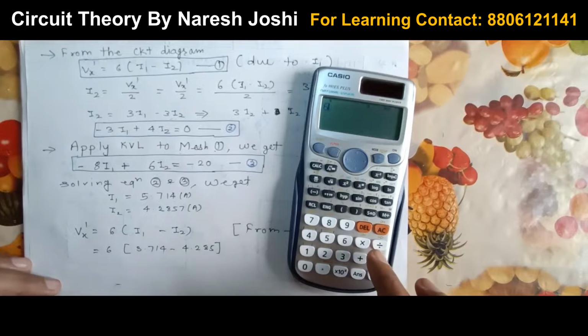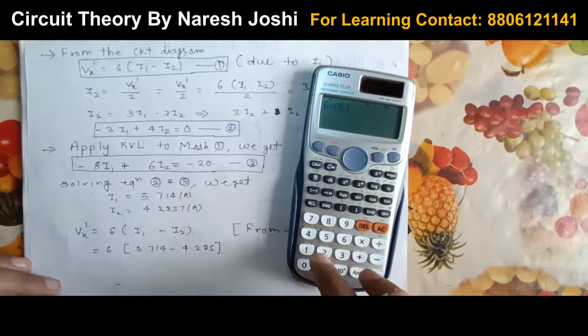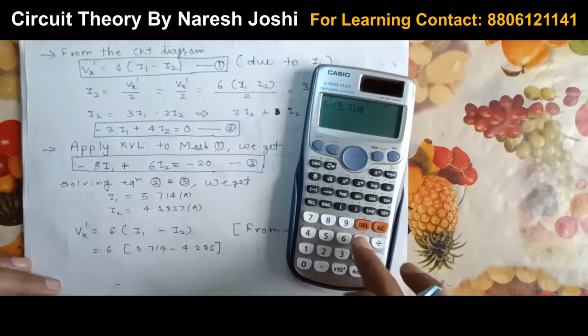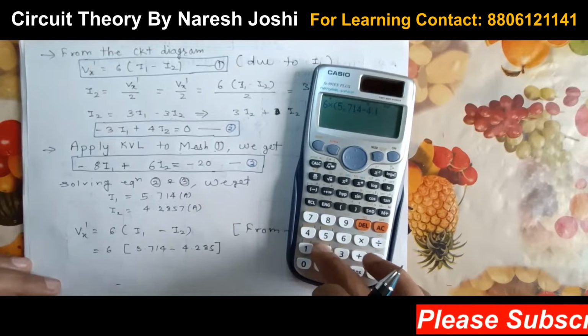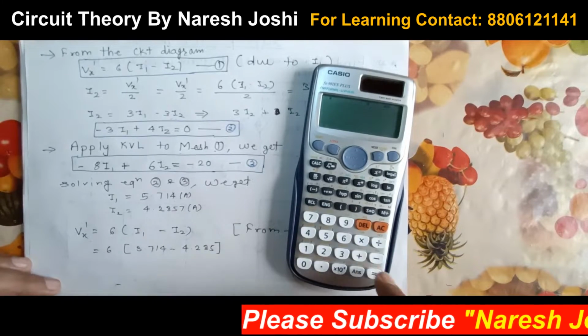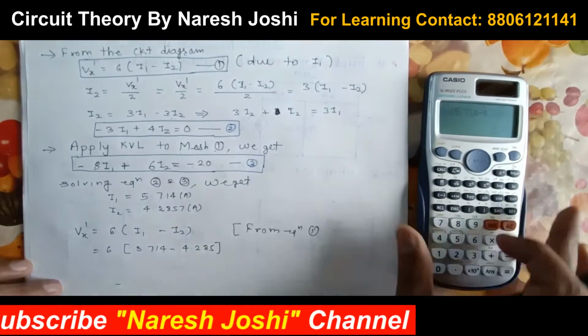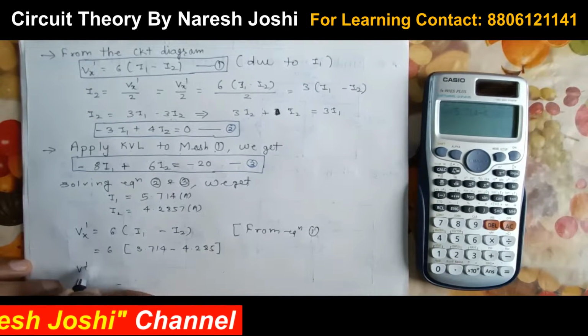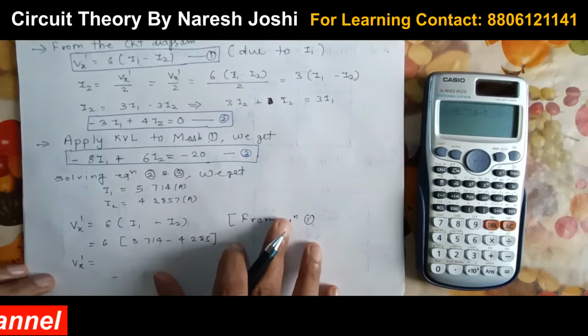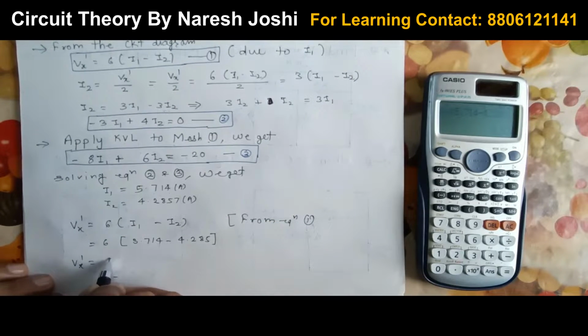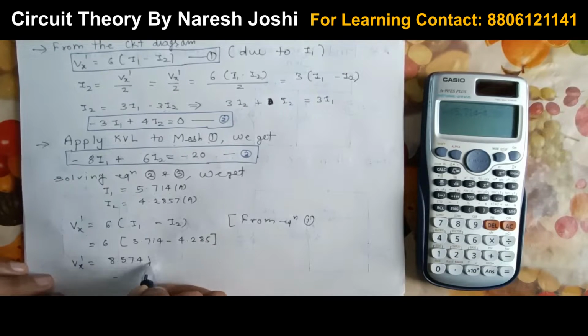So 6 into, in bracket, 5.714 minus 4.285. What is the value of this? This is 8.57. So what is the voltage here? Vx dash. We obtain the value of Vx dash, and you can see it is 8.574. And this is the voltage.